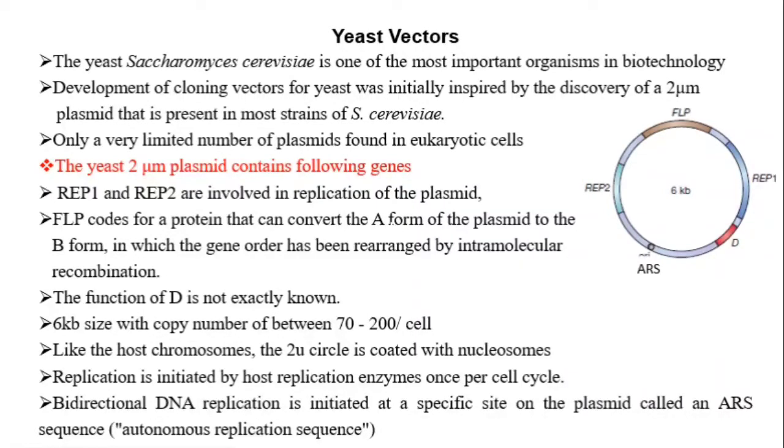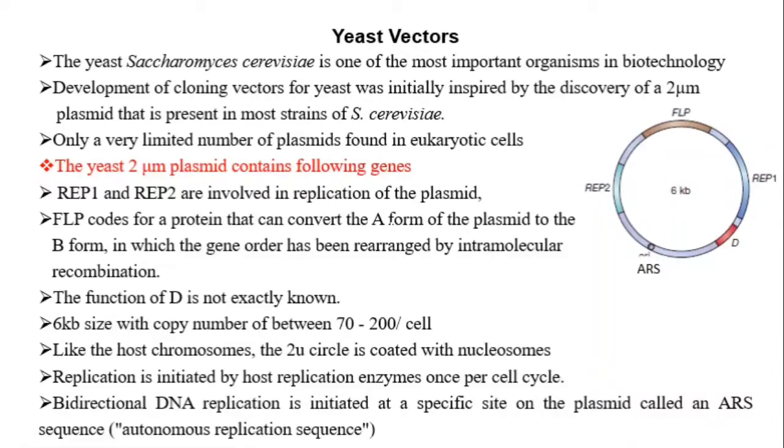The cloning vector in yeast was developed after the discovery of the 2-micron plasmid, which is found in most strains of Saccharomyces cerevisiae. And only a very limited number of plasmids are found in eukaryotic cells. Now we can see what features or genes are present in the 2-micron plasmid.